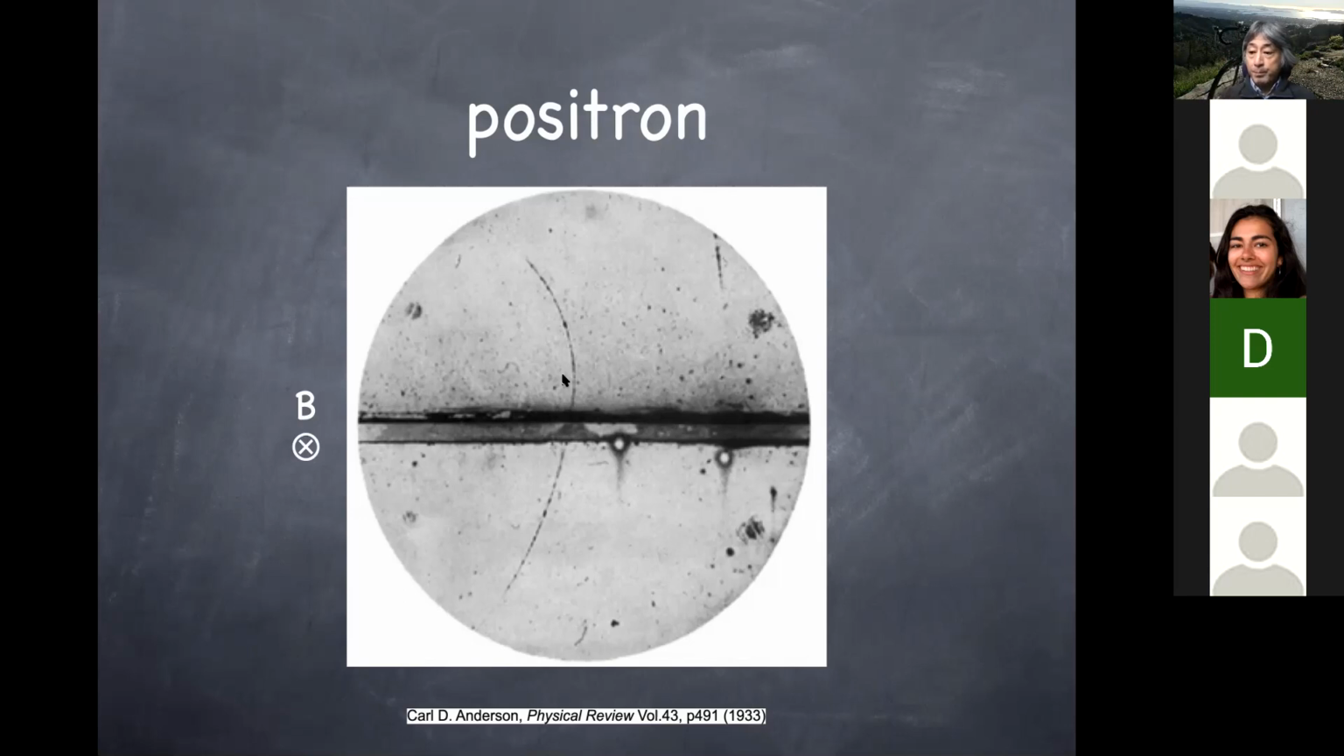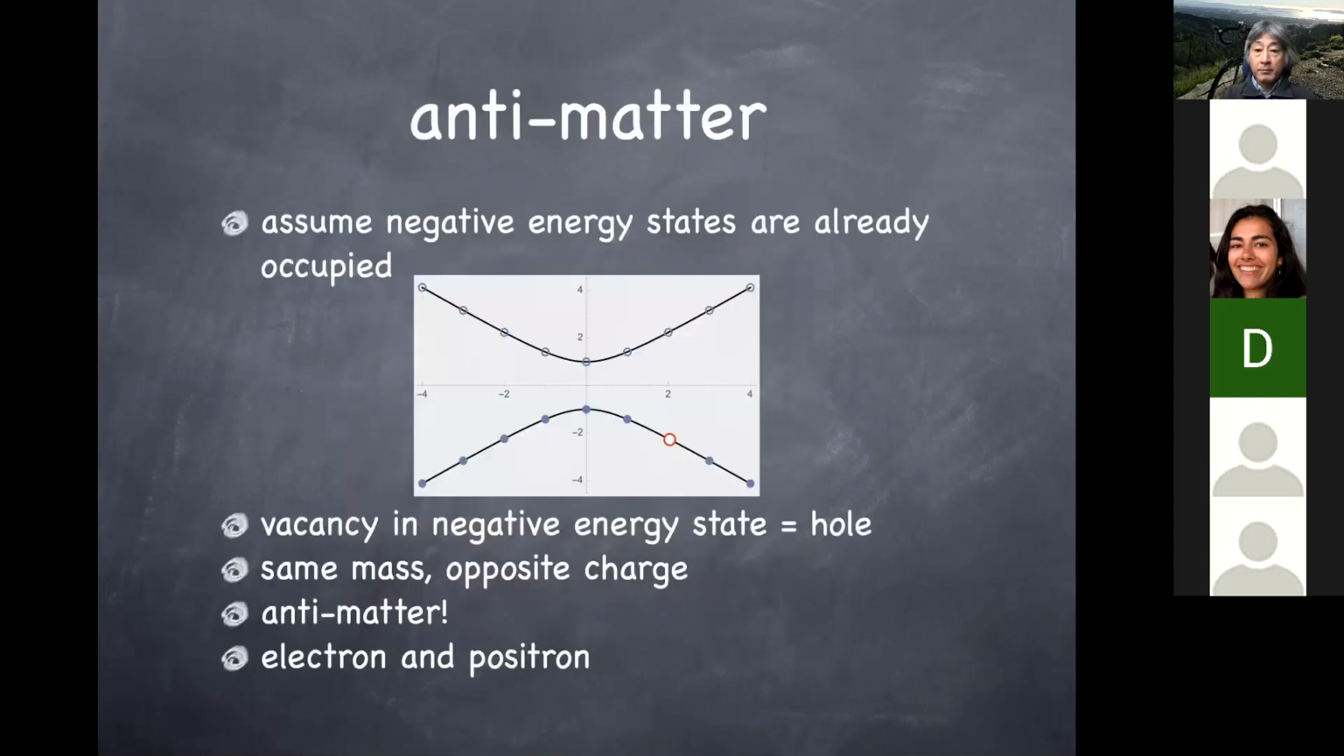I just had a question. In the case of a hole, it's pretty obvious that it would have opposite charge because we are dealing with charged particles and it would make sense in that scenario. But how do we arrive at that conclusion in this Dirac interpretation of opposite charge and same mass?